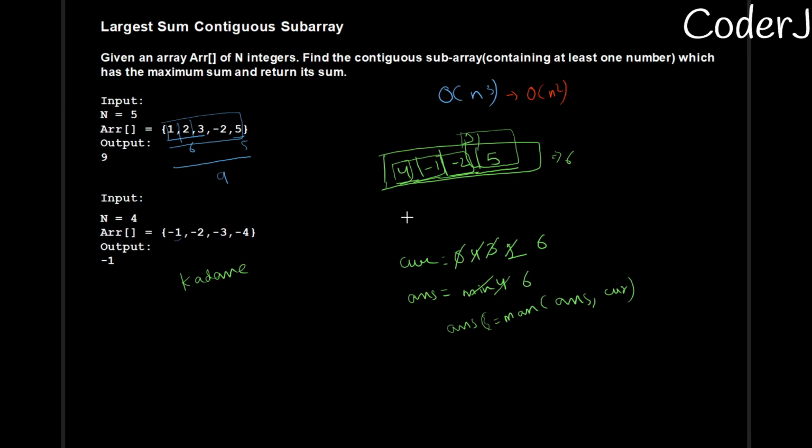But let's try to take another example. What if I insert a value of -2 again here? Remember Kadane's algo said that you only need to keep track as long as it has a positive value.